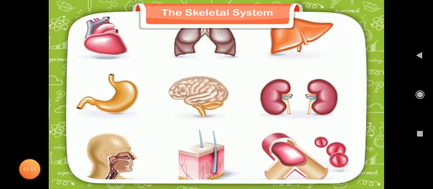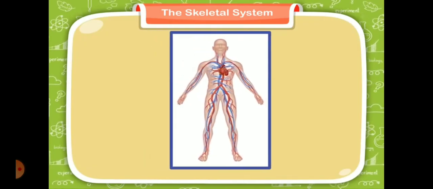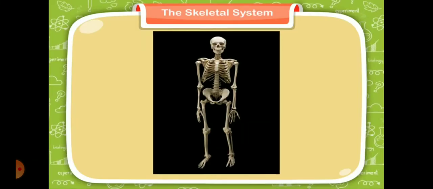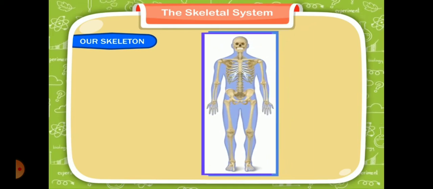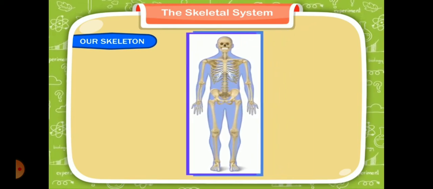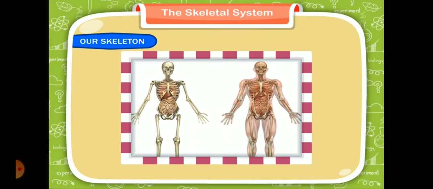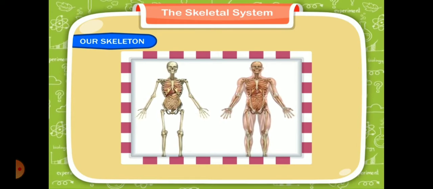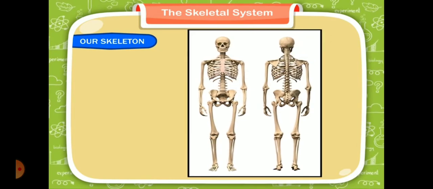Organs working together make up a body system, like the circulatory system that controls the supply of blood in the body. In this chapter, we are going to learn about the skeletal system. Our skeleton. We know that our body has different types of bones in it. The bones together form a framework called the skeleton. The skeleton protects the delicate internal organs such as the brain, the heart, and the lungs. It gives shape to our body. It also allows movement of our body.